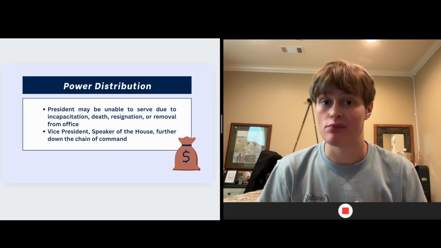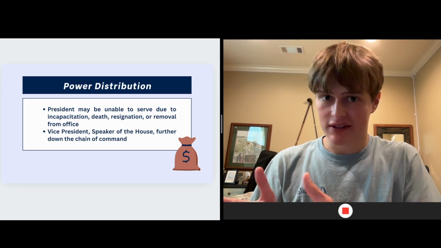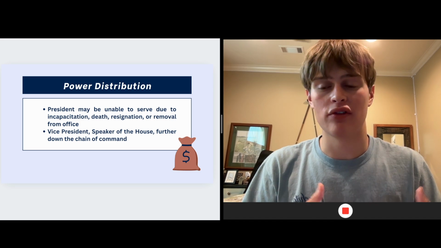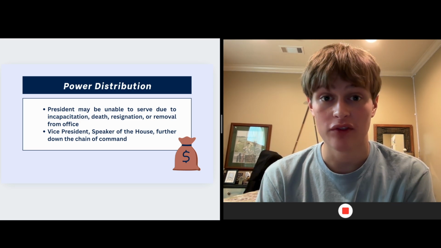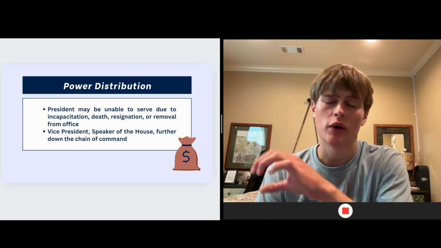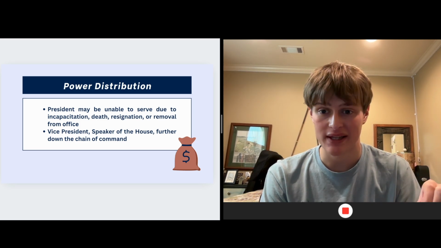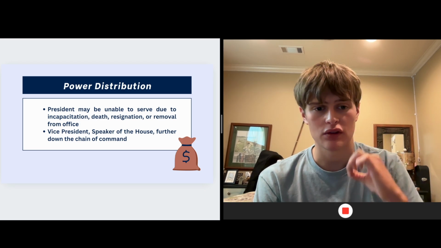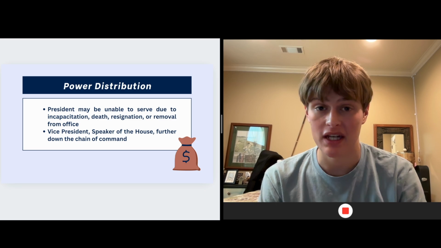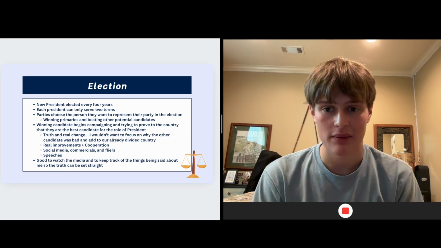There's also systems in place to make sure that if the president is made unable to serve, whether that's from incapacitation, death, resignation, or removal from office by impeachment, there's always someone who is available to take his place. So like the vice president, speaker of the House, so on and so forth, down the chain of command to make sure there's always someone in power.